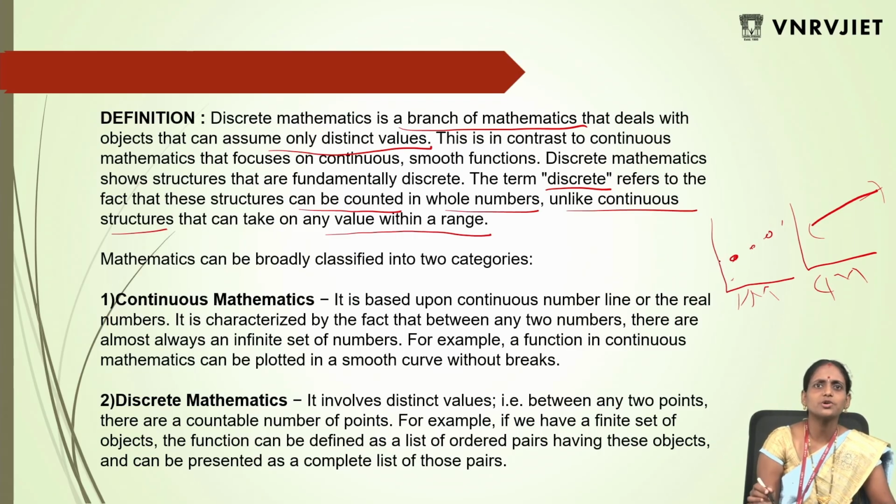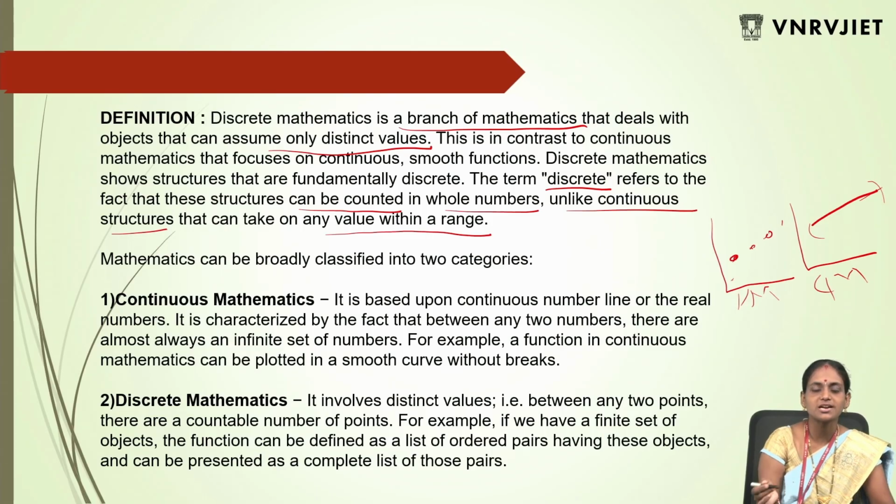Okay. So how are we going to give examples for discrete and continuous mathematics? Consider any textbook, whatever it may be. We give the count of how many pages we have, simply 20, 30, 40. But we are not going to give the count as 20.5, 30.5 like that. So we simply represent it in whole numbers. So that category comes under discrete mathematics.